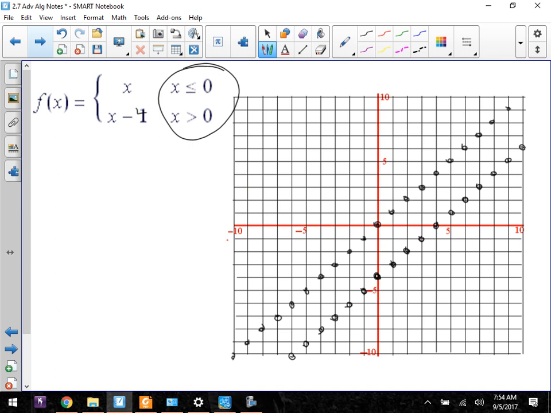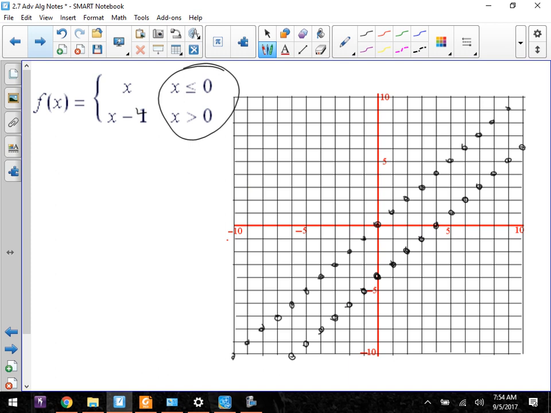Once I get that done, then I look at my domain. I look at the first graph. That first graph is only going to be when it is less than or equal to 0, which means at 0 for that graph is going to be a solid or an open circle? Solid. And what direction does it have to go? Left or right? It's going to go left.